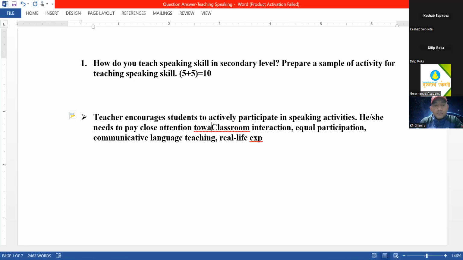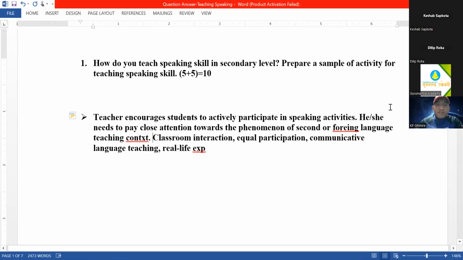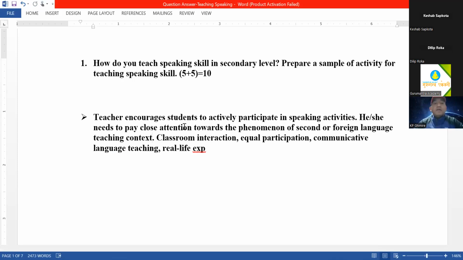towards the phenomenon of second or foreign language teaching context. So the teacher has to create the context, in what situation the language is being used. In the context of Nepal, it is a foreign language context. So we need to understand this. For some teachers teaching ELT, it is a first language context, for others it is not, so we need to understand for what context it is being used.